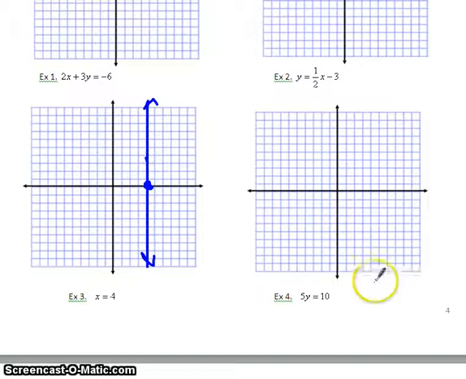For the second one, we have 5y equals 10. You should get y by itself first to make it easier to graph. So when you get y by itself, you should get y equals 2. Plot your y value, and your line needs to go straight through that y value of 2.